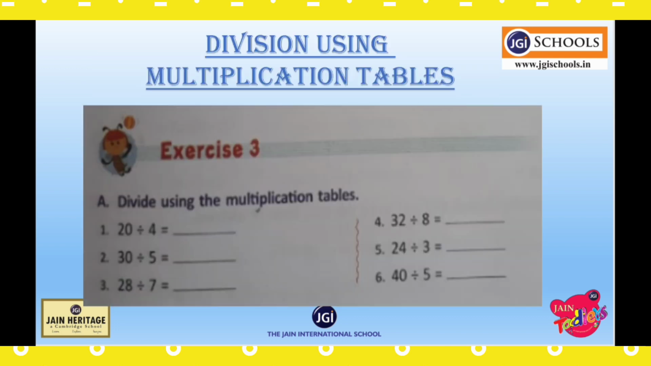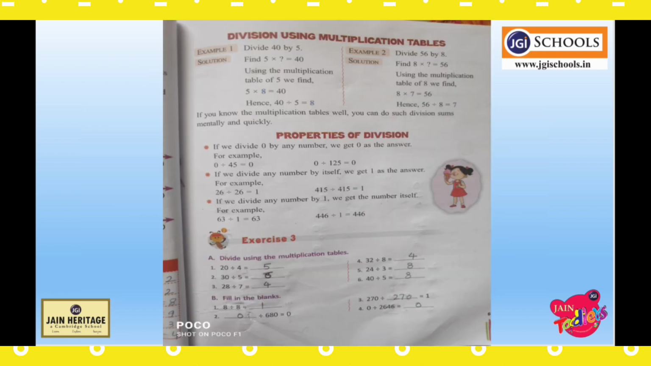Now next is division using the multiplication tables. It is exercise number 3, which you can solve by reciting the tables. First is 20 divided by 4. So you have to recite the table of 4. 4 ones are 4, 4 twos are 8, 4 threes are 12, 4 fours are 16, and 4 fives are 20. Yes, what did you get here? 5. So 5 is the answer here.